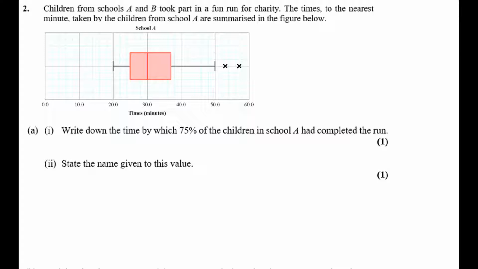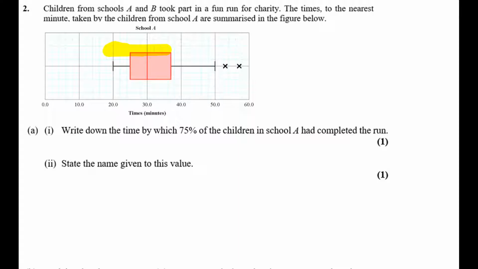Remember that a box plot splits the data into quarters, or into segments of 25%. So 25% of the students had finished the run within this section here. 25% of them had finished it within 25 minutes. Half of them, 50%, had finished it by 30 minutes. And 75% of them had finished the run by this time here.